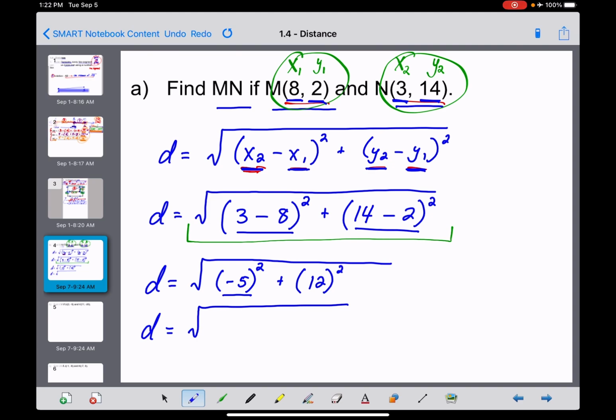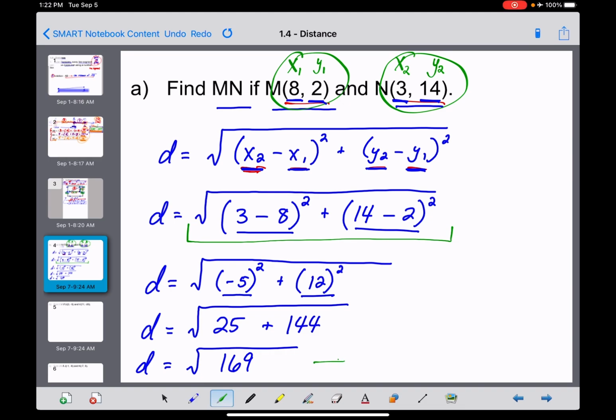Negative 5 squared means negative 5 times negative 5, which is positive 25. We're going to add to that 12 squared, which is 144. We'll add those two numbers together, and 25 plus 144 is 169. And I'm hoping you guys recognize something cool about the number 169.